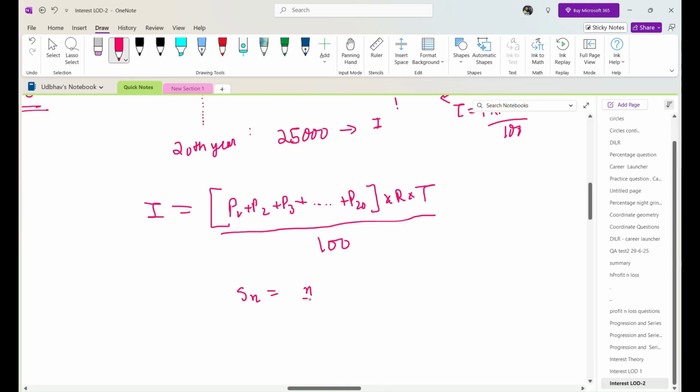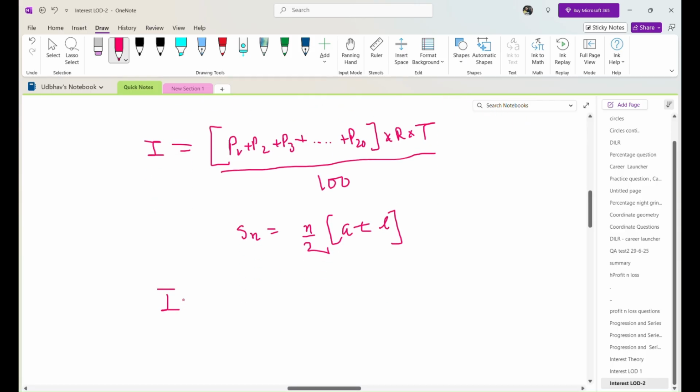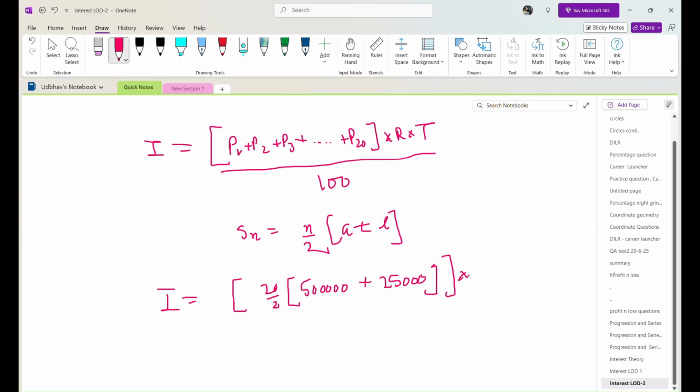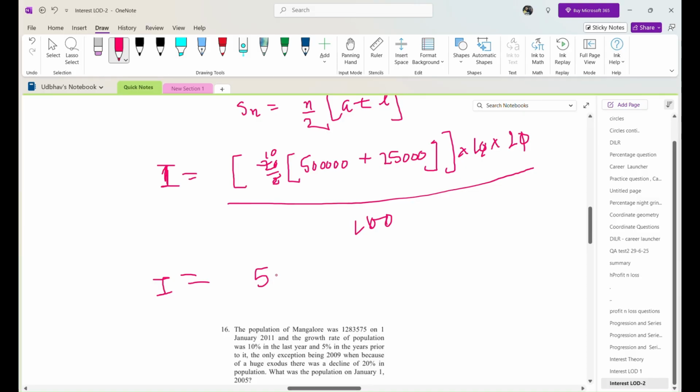Sum of n terms of an AP is n by 2 into A plus L. We have solved that many times before. So total interest is 20 upon 2. What is A? 5 lakh. What is L? 25,000, into the rate, which was 10%, for how many years? 20 years, upon 100. So what is the interest we are getting? This is 10, this will get cancelled. 5 lakh plus 25,000 is 5 lakh 25,000. So interest is 525,000 into 20.